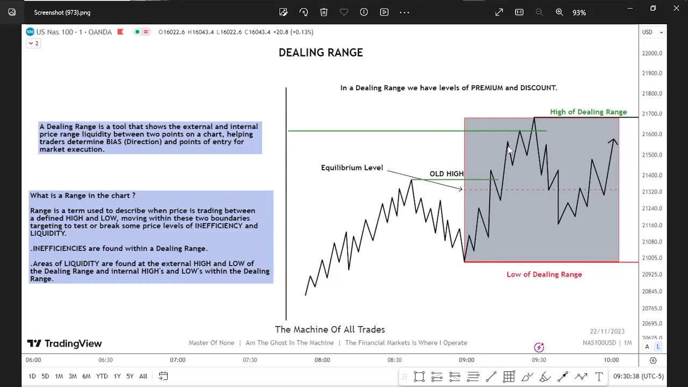I'm not great with terminology. I just know that this is an inefficiency, and ICT taught that. When price goes up, it has delivered on the buy side and it is inefficient on the sell side.